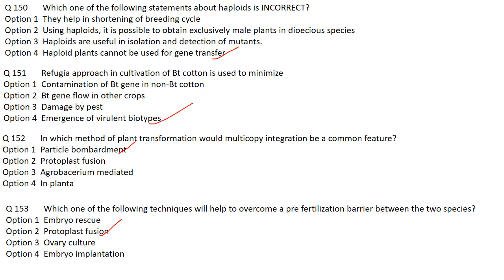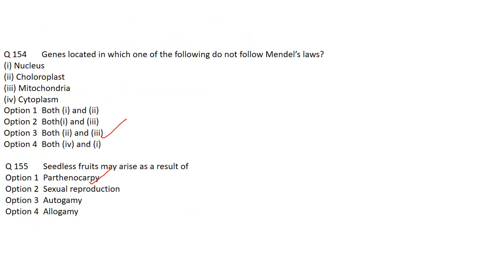In which method of plant transformation would multi-copy integration be a common feature? So it is particle bombardment. Answer is option 1. Which one of the following techniques will help to overcome a pre-fertilization barrier between two species? So it is protoplast fusion. Answer is option 2. Genes located in which one of the following do not follow Mendel's law? So it is nucleus, no, chloroplast, yes, and mitochondria, yes. So both 2 and 3. Answer is option 3. They do not follow Mendel's laws.